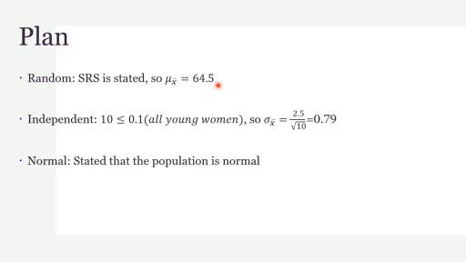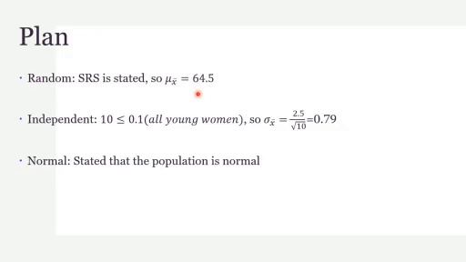So remember, in the plan, you're checking random, independent, normal. First off, random: it states that it took an SRS of 10 women. Because it states that they're using a simple random sample, that's all you need. There's nothing else you need to really justify with that. So because of that, we can say that the mean is probably going to be about that 64.5.